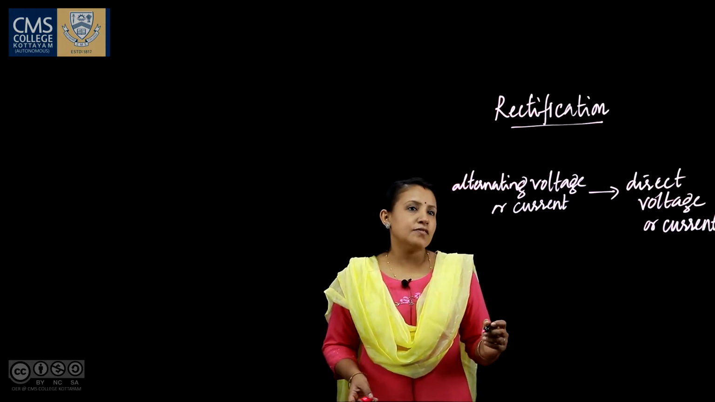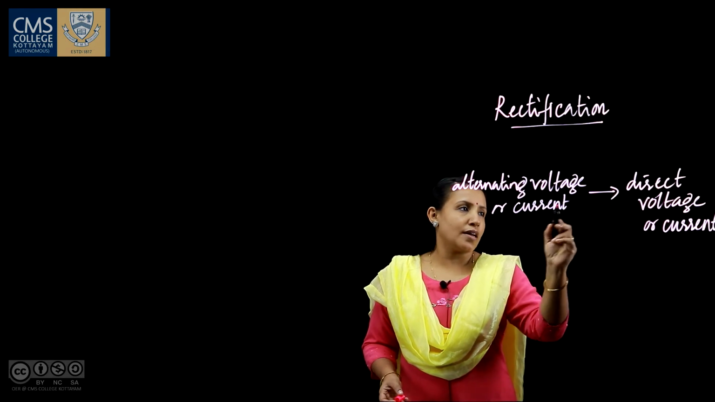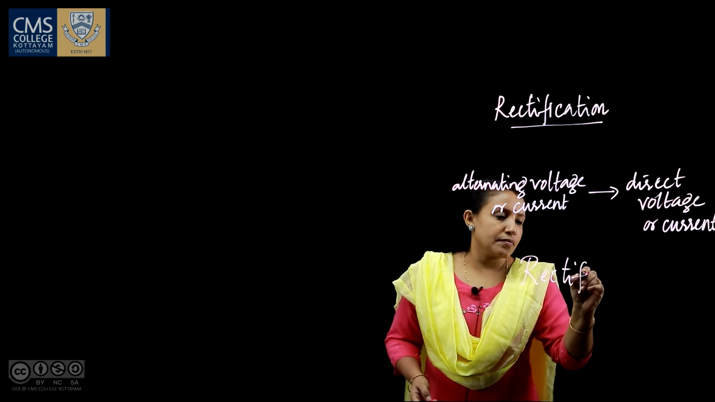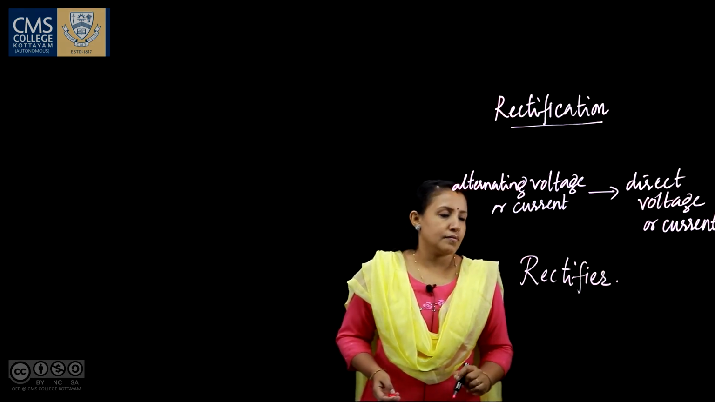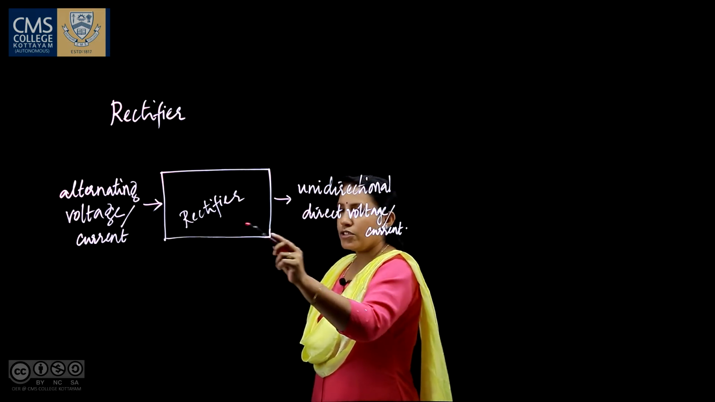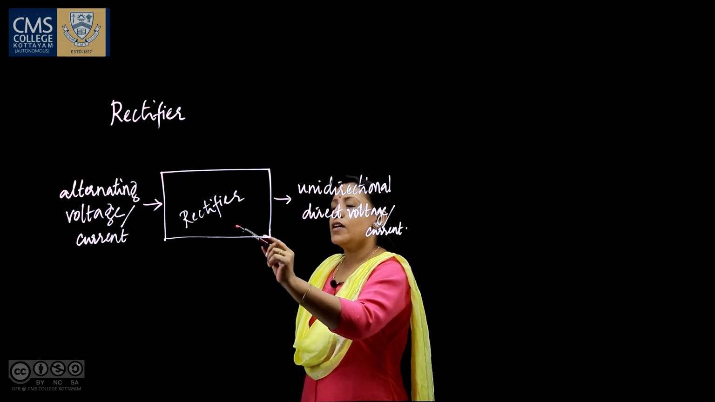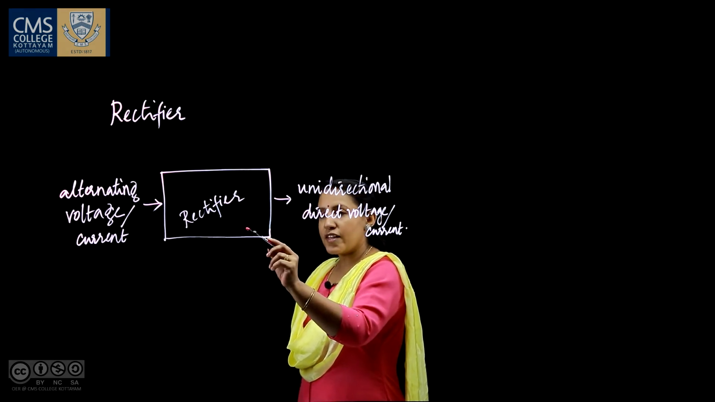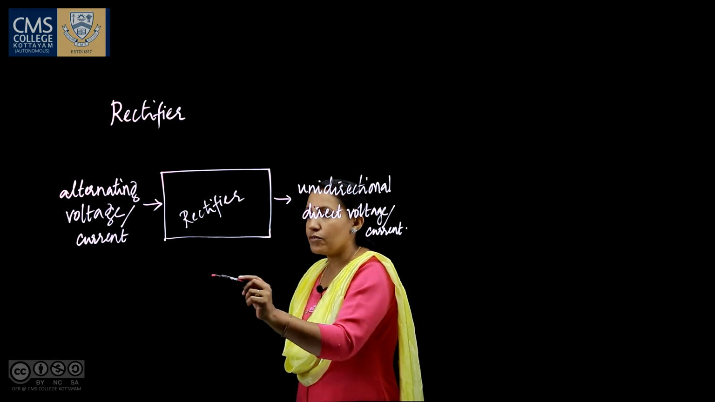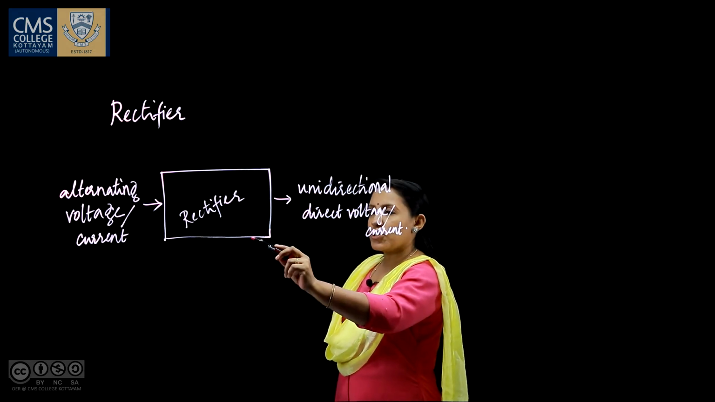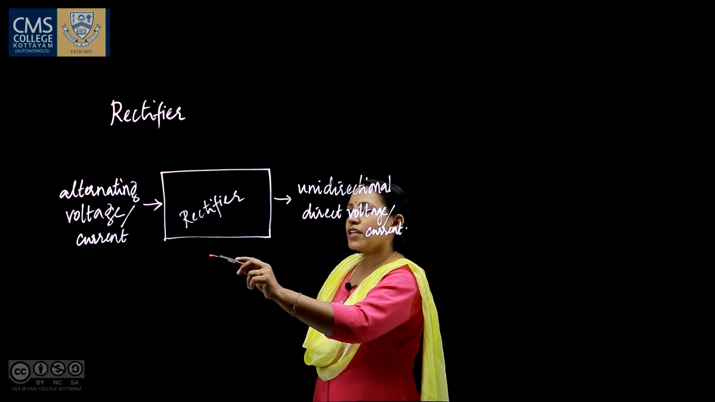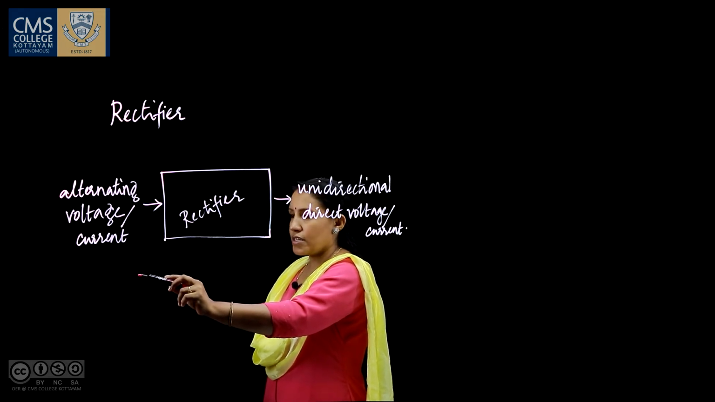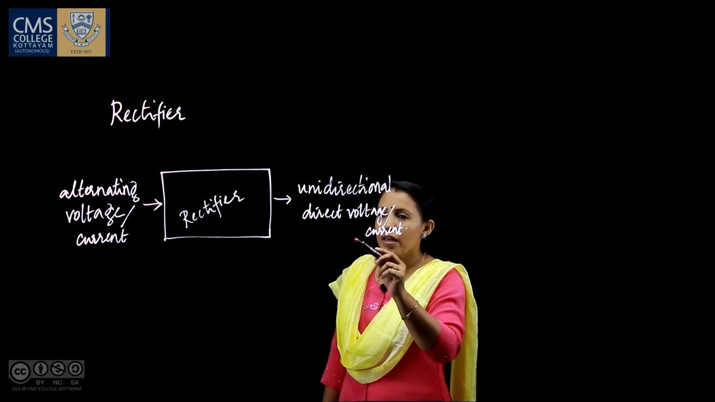The electrical device which converts the alternating voltage or current to a direct voltage or current is called a rectifier. Whenever we apply an alternating voltage or current to a rectifier, the rectifier offers negligible resistance to the flow of current in one direction, while it offers extremely high resistance to the flow of current in the reverse direction. The valve-like action of the device allows a unidirectional flow of current through it. That is, an AC or alternating current is converted into a unidirectional direct current.